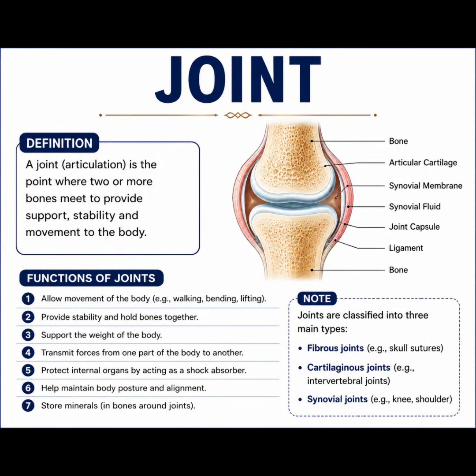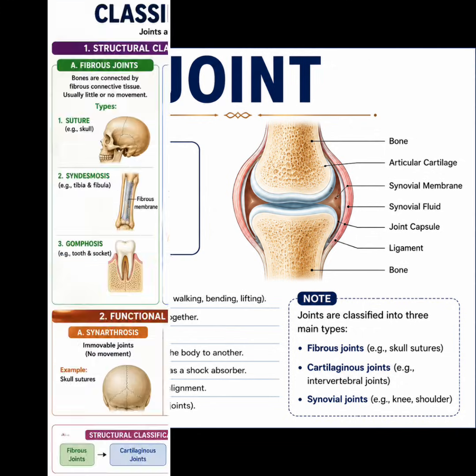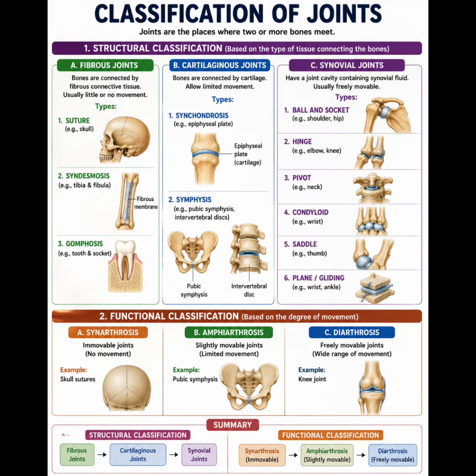It allows the movement of the body, provides stability, holds the bones together, supports the weight of the body, transmits forces, protects the internal organs by acting as a shock absorber, and helps to maintain body posture and alignment, etc. Various types of joints are found in our body.